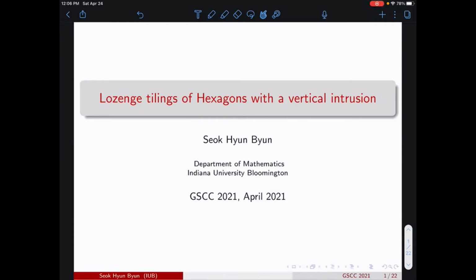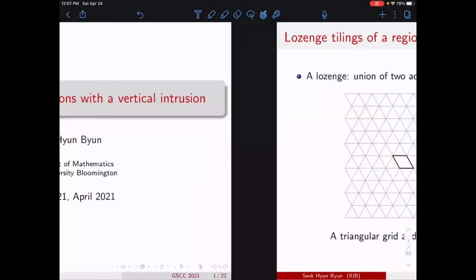As you can see from the title, my talk is about lozenge tilings. Originally, I would like to begin my talk with the plane partitions, but I figured out that 15 minutes is very short. So I decided to jump into the lozenge tilings without saying anything about the plane partition. First, I should say something about lozenge and lozenge tilings. So let me do that first.